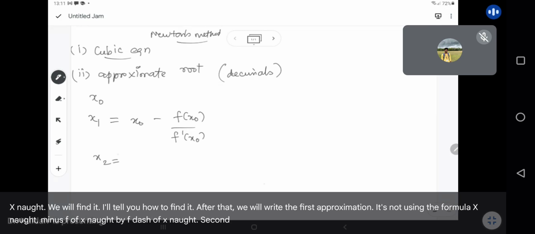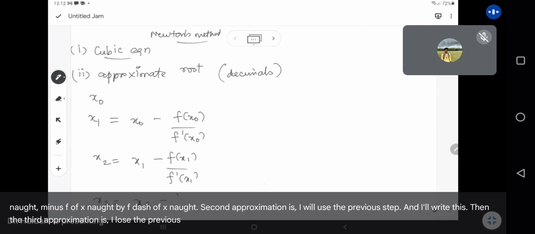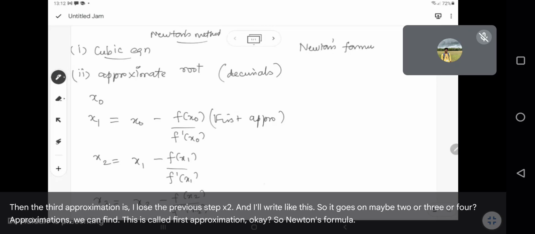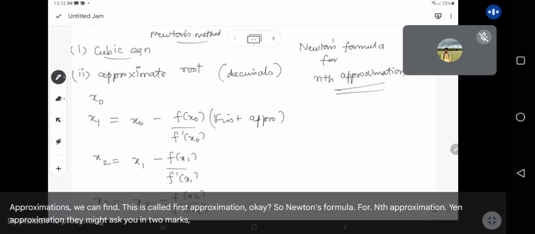The second approximation: I will use the previous step and write this. Then the third approximation: I'll use the previous step, x2, and write like this. So it goes on. Maybe 2 or 3 or 4 approximations we can find. This is called the first approximation. So Newton's formula for the nth approximation. They might ask you this in 2 marks, so learn this formula by heart. Nth approximation means xn. First approximation x1.